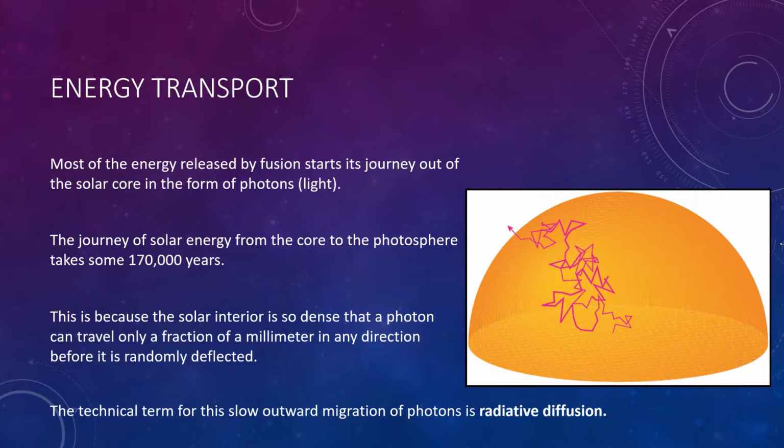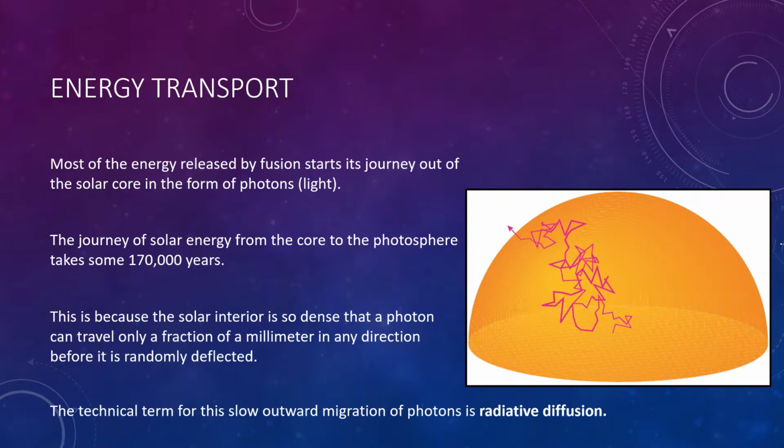Although photons travel at the speed of light, the path that they take through the Sun's interior zigzags so much it takes them a very long time to make any outward progress. Deep in the solar interior, the plasma is so dense that a photon can travel only a fraction of a millimeter in any one direction before it interacts with an electron. Each time a photon collides with an electron, the photon gets deflected into a new random direction.